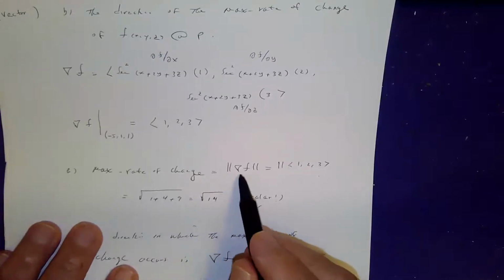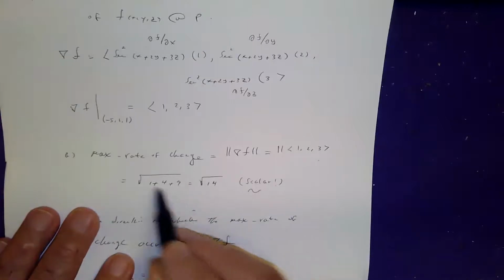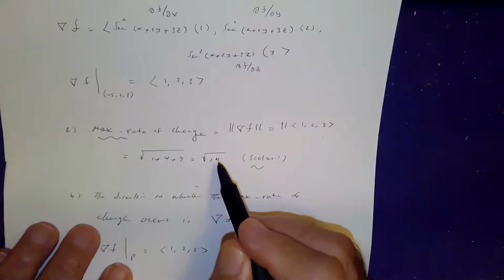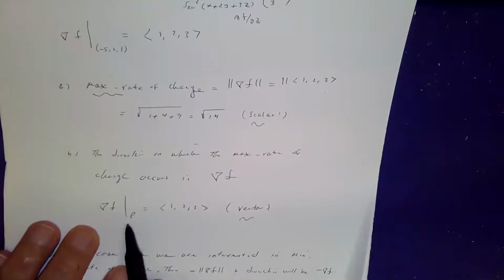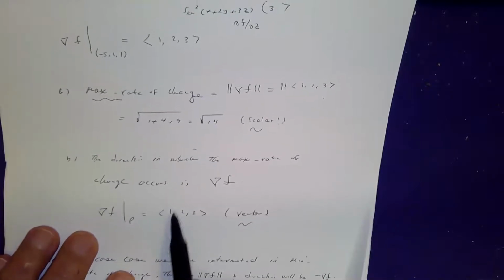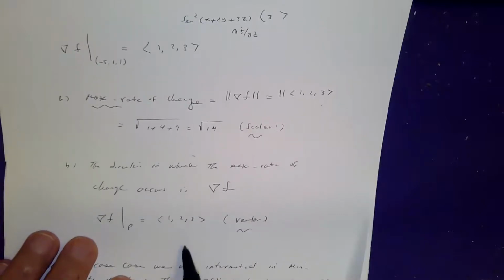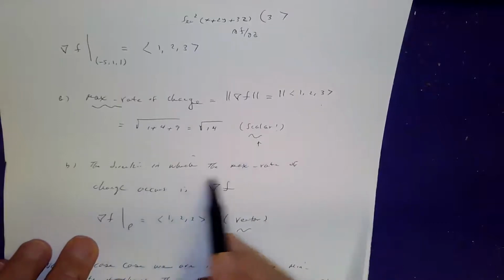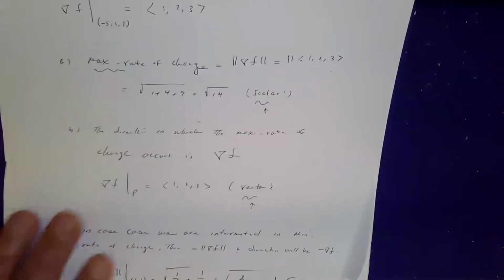So the maximum rate is what? The magnitude of the gradient, which is square root of 14. So this is the maximum rate. Question: in which direction does this maximum rate occur? In the direction of the gradient. What was the direction of the gradient at point P? (1, 2, 3). There it is. So the maximum rate is a number, but the direction in which the maximum rate occurs is a vector.